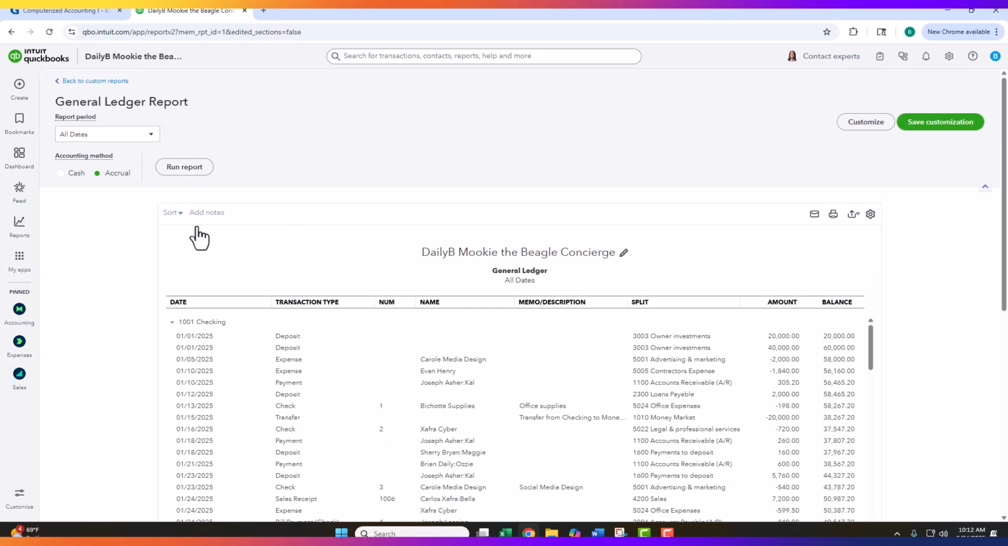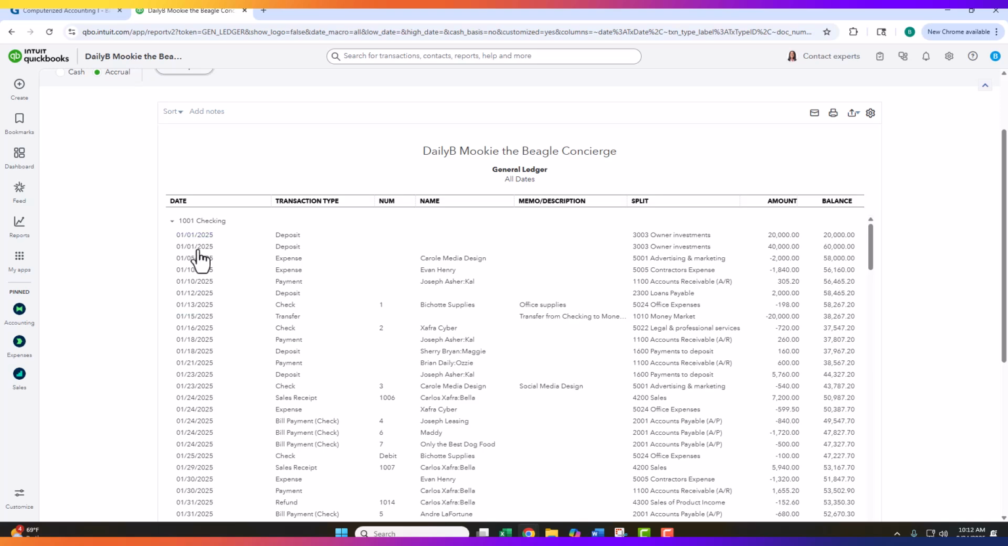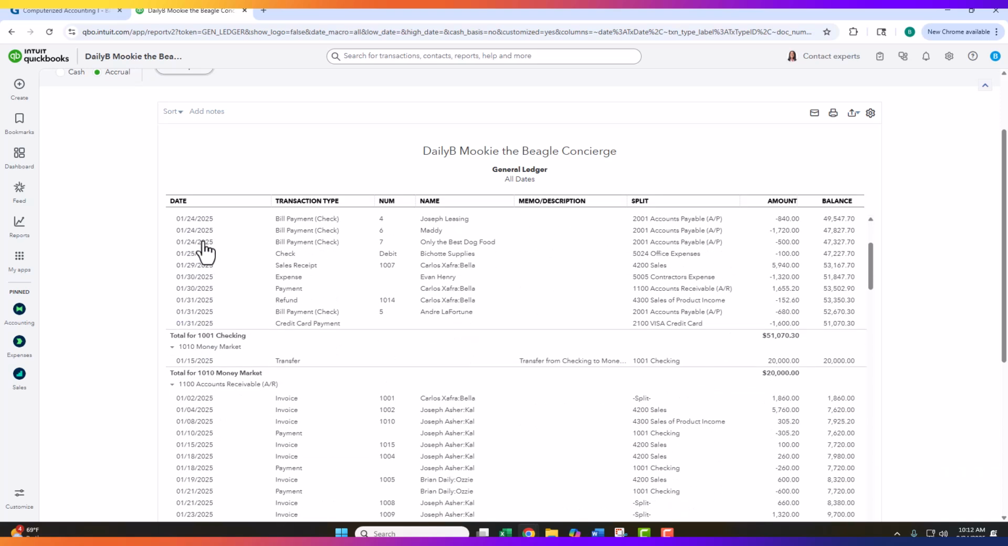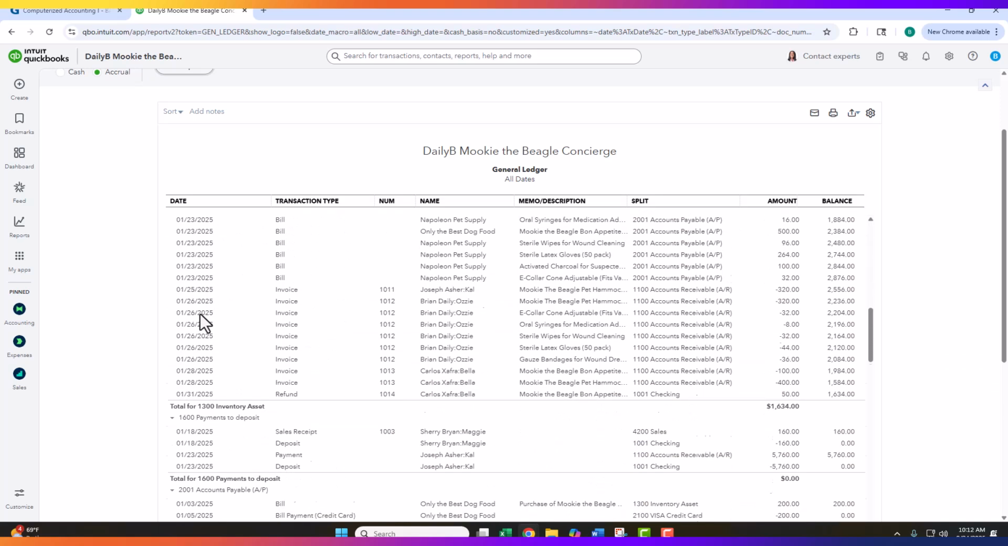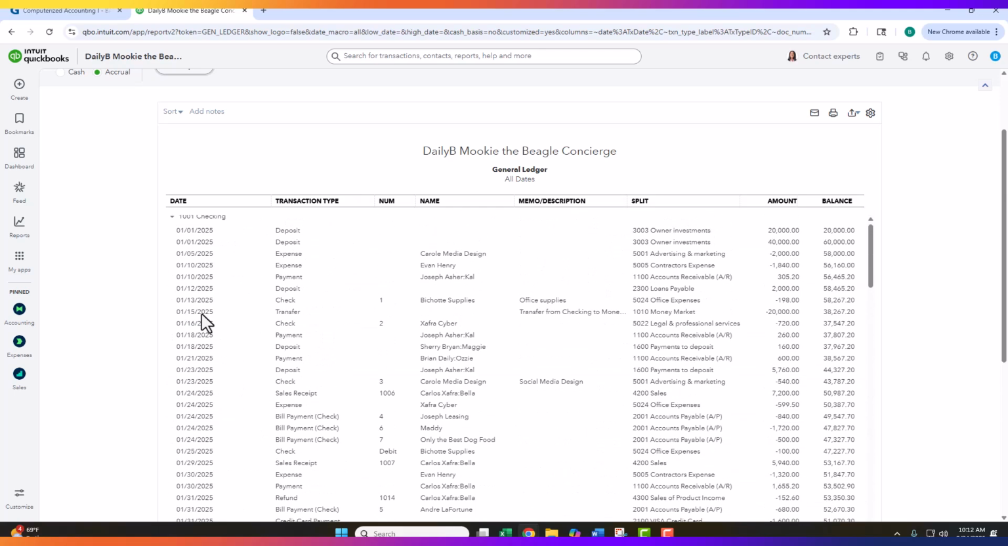If you didn't save it earlier, if you go to the top of the page on your general ledger report, just change this drop down to say all dates and hit run report. And what I'm looking for here is anything that's outside of January 2025 first. So I'm looking at all these dates of all these different events and scanning for any dates that are outside of January 2025.